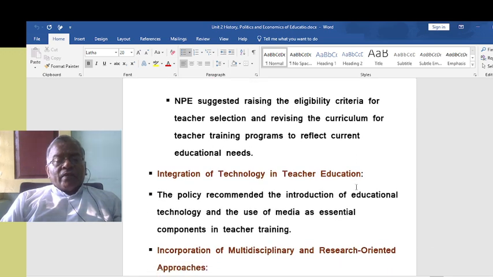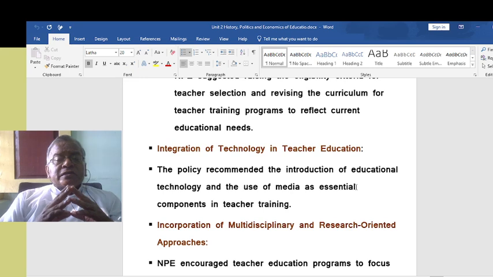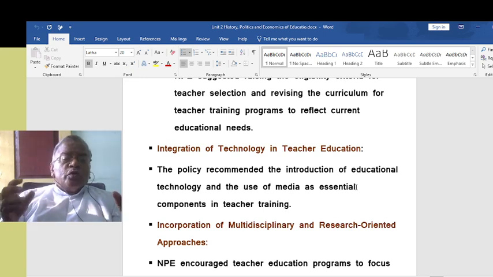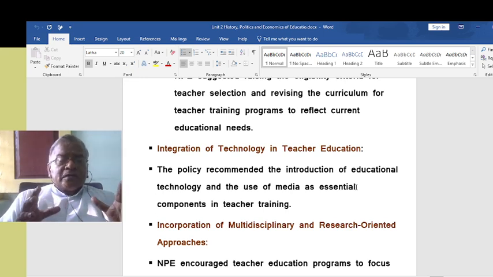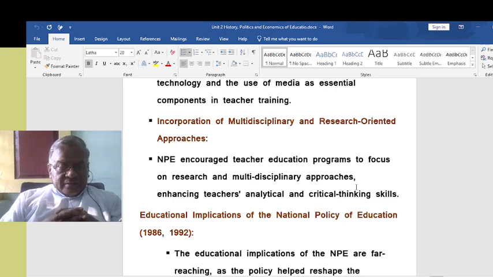educational needs. Integration of technology in teacher education, another important recommendation. The policy recommended the introduction of educational technology or the use of media as the essential components in teacher training. Incorporation of multidisciplinary and research-oriented approaches, another important recommendation by this commission. NPE encouraged teacher education programs to focus on research and multidisciplinary approaches, enhancing teachers' analytical and critical thinking skills.